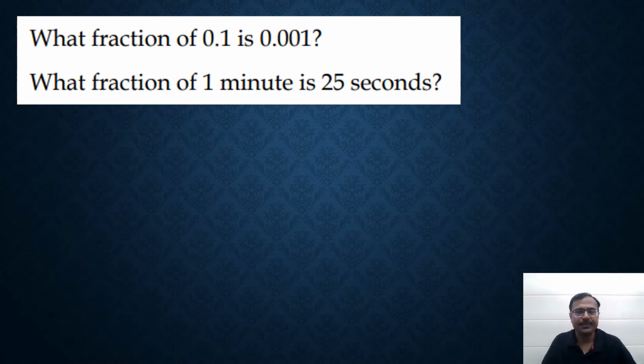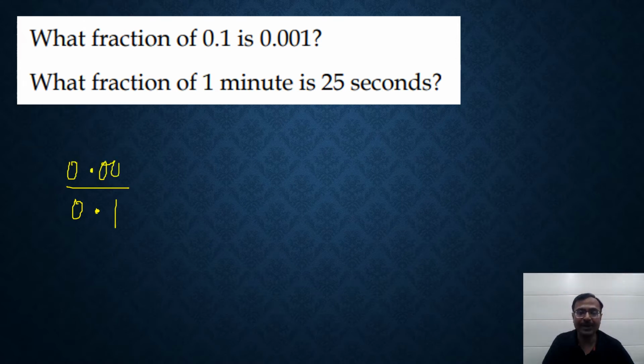Look at the questions. What fraction of 0.1 is 0.001? You know, so many of the students get confused in this. What fraction of 0.1? That means 0.1 is the denominator. Is 0.001? That means 0.001 is the numerator. If you write it otherwise, then your answer will be wrong.